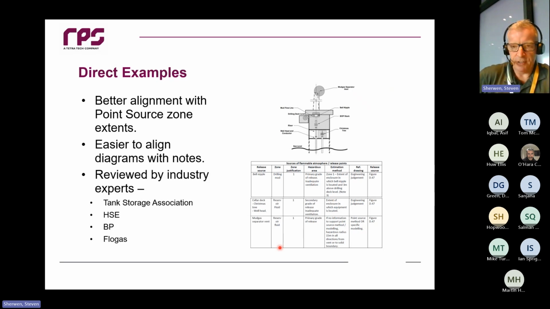So these hadn't been reviewed for about 15 years. So they had a good work over this edition of the guidance, with input from lots of industry experts such as Flowgas, Tank Storage Association, and BP, and all these direct examples have been updated. They're a lot easier to use. We've got better pictures in them. And also some of the detail that was hidden in text is now a bit more obvious and a bit more well presented in tables. Okay, so you can extract the pertinent information, and you can use these direct examples a lot more easily.